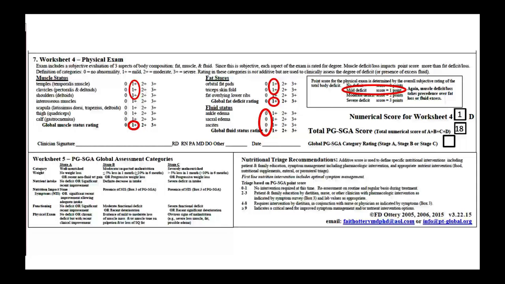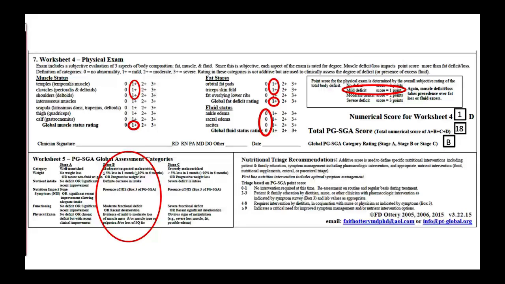If you can recall from our example patient, we had weight loss, but it was less than 5%, and there was definite decrease in intake. There were the presence of nutrition impact symptoms and evidence of loss of muscle mass in the physical exam. This may indicate to us that we would want to stage the person as moderate or suspected malnutrition. So we put a B in our global PG-SGA category rating.